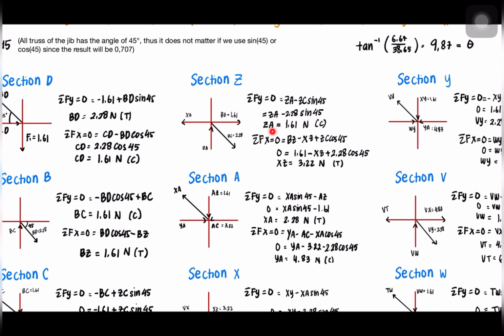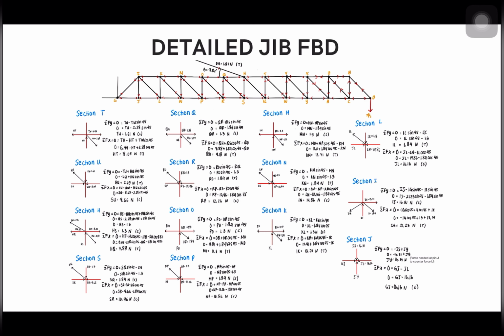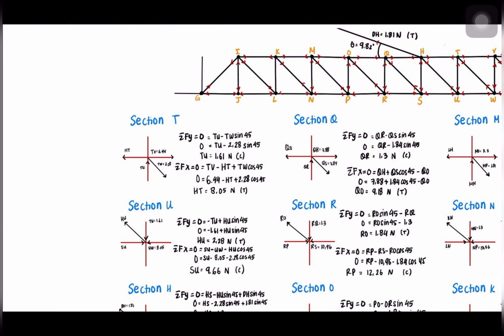Same goes to the ZA member. Since we assume it to be compression and we got the result is positive, it means that our assumption is true, and the answer is 1.61 Newton and it is compression. Same goes to the section A, section X, section Y, section V, and section W. Okay, so for now we have reached until here and we still got this left. So let's continue. Now we have section T, section U, section H, and section S.